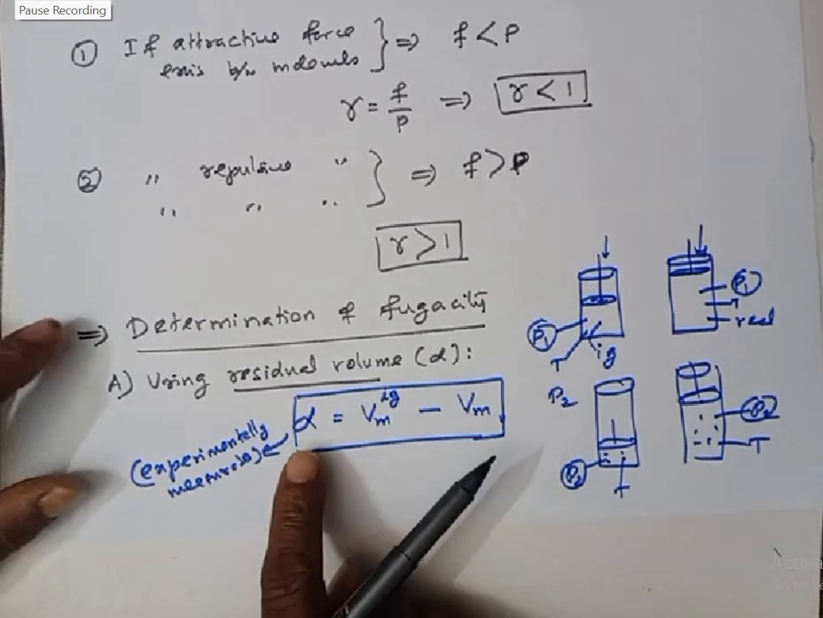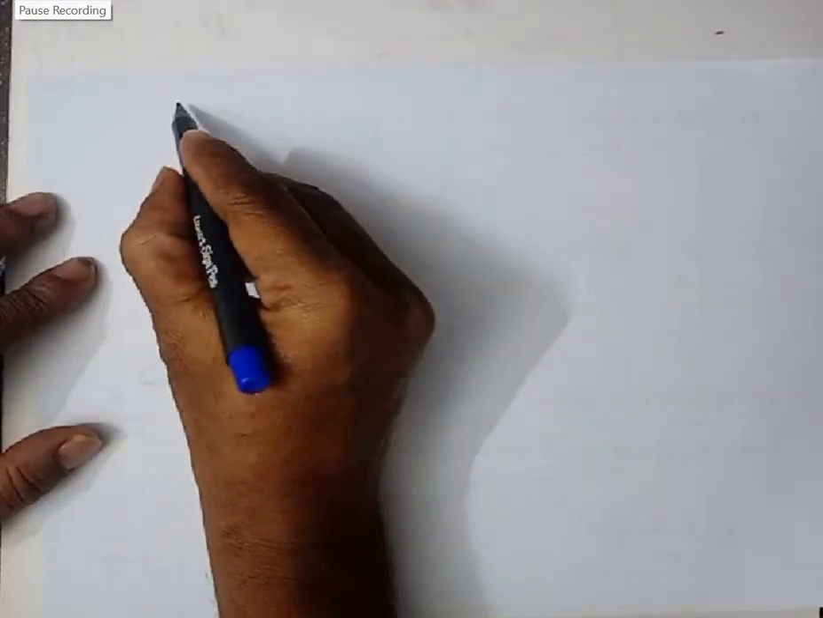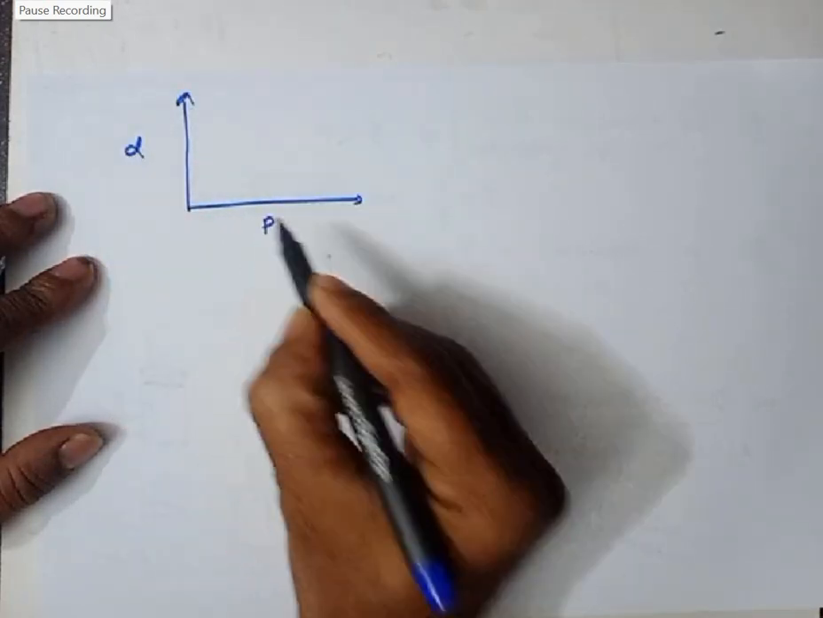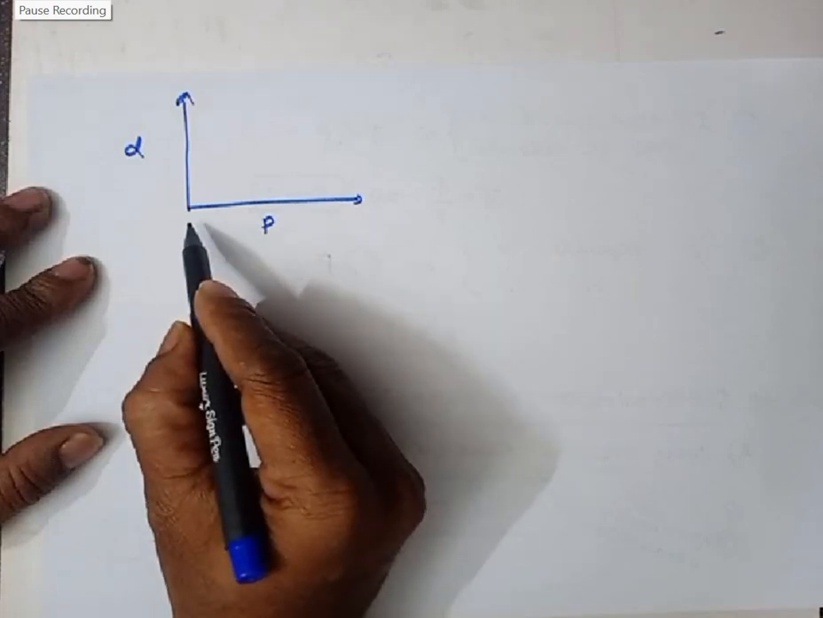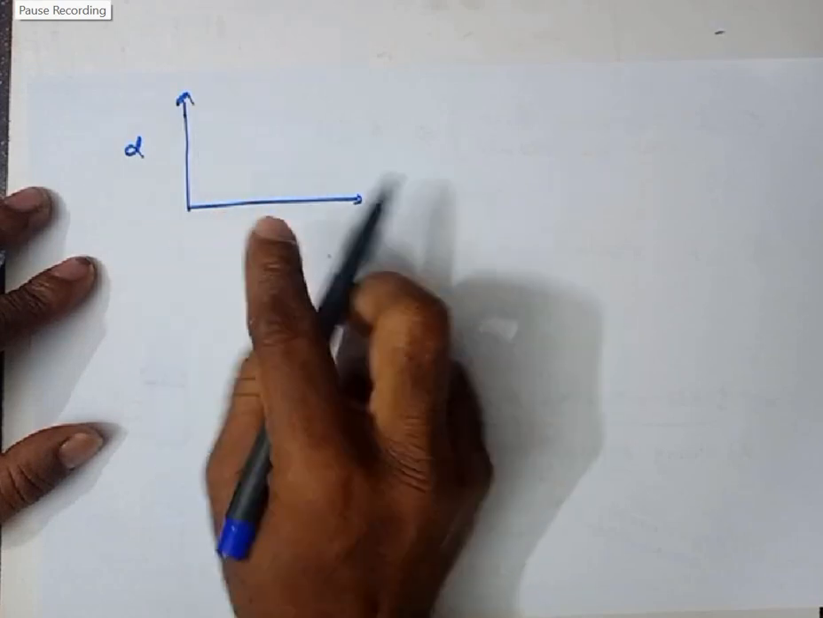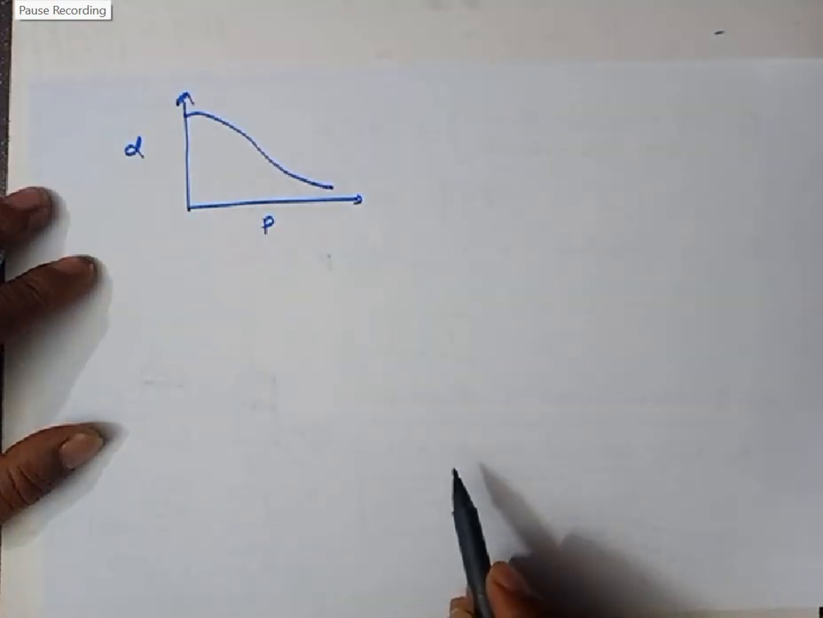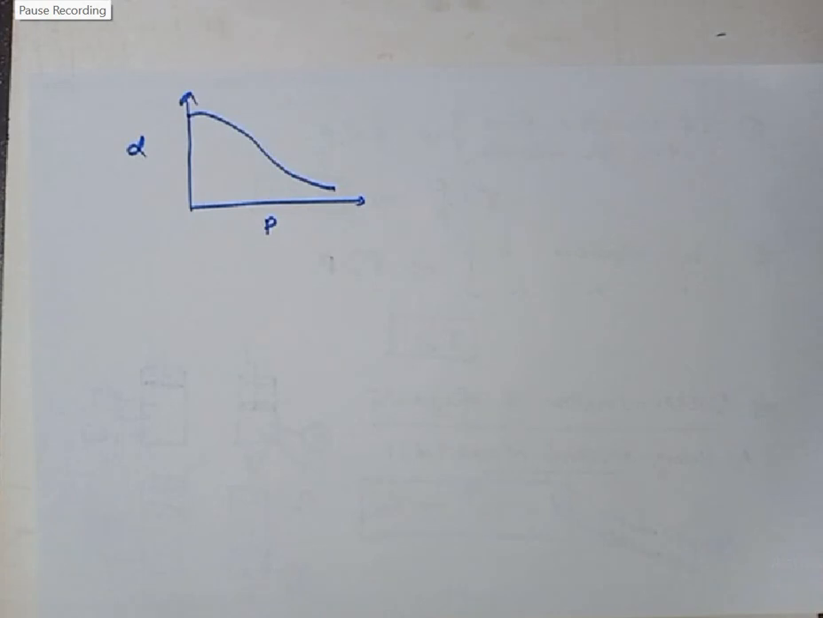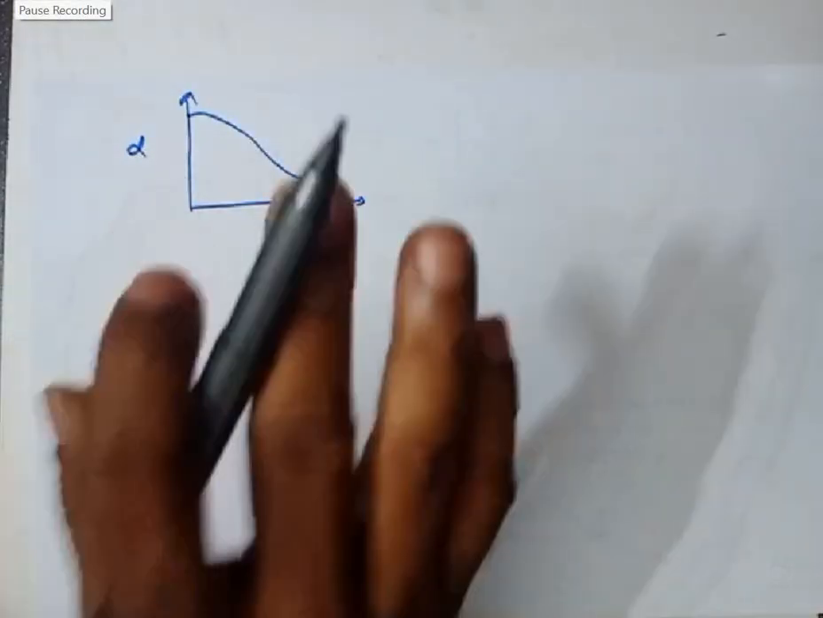Now listen. I am going to plot alpha versus P. Let me show that. Observe carefully. I am going to plot alpha versus P. Listen, when the pressure is low, you will get some alpha value. As pressure increases, alpha decreases. You will get a graph like this. Okay, take down. This is the experimental graph. It's an experimental graph. That's the important point.